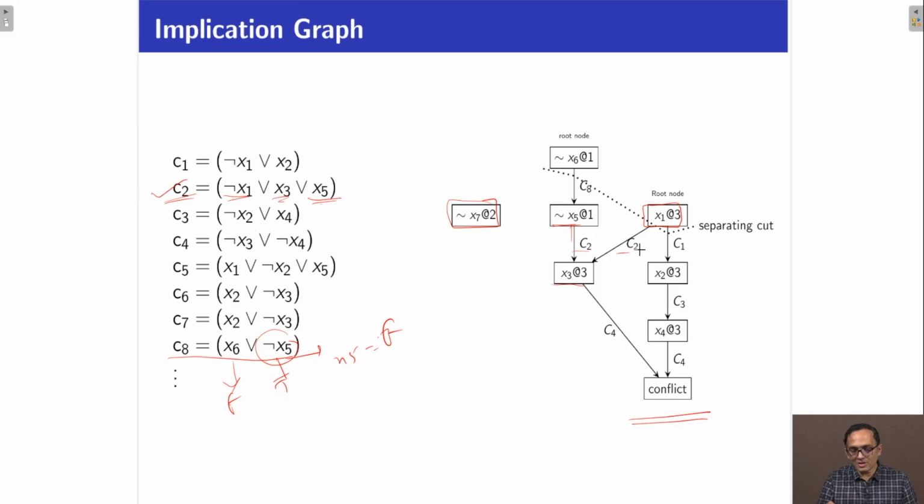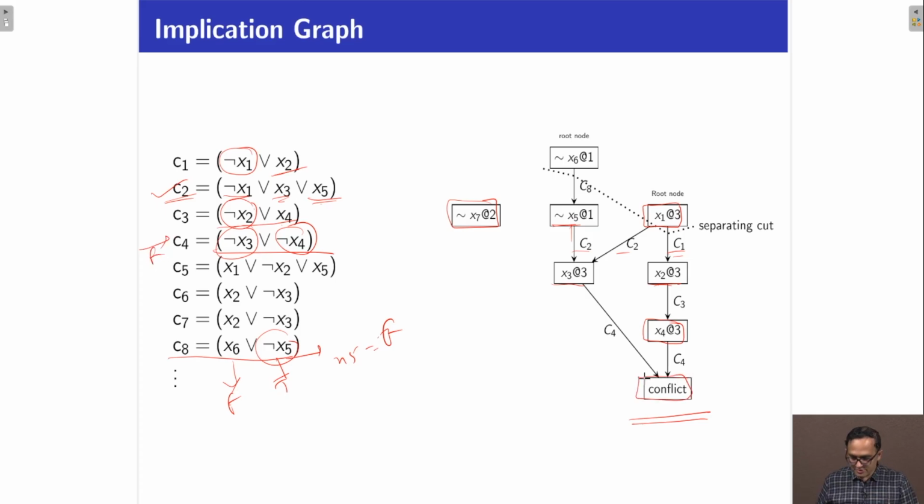Similarly, through C1, because x1 equal to true, this will become false, which makes x2 equal to true at decision level 3. And then from C3, where x2 equal to true, this will be false, which makes x4 equal to true at decision level 3. And then from C4, x4 equal to true, so this will become false, and x3 equal to true, so this will also become false. So, this clause becomes false. So, I reach a conflict.